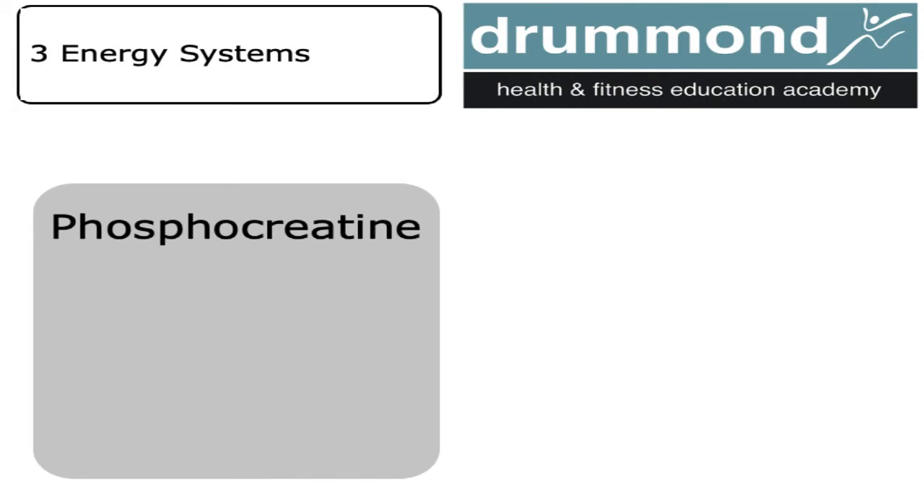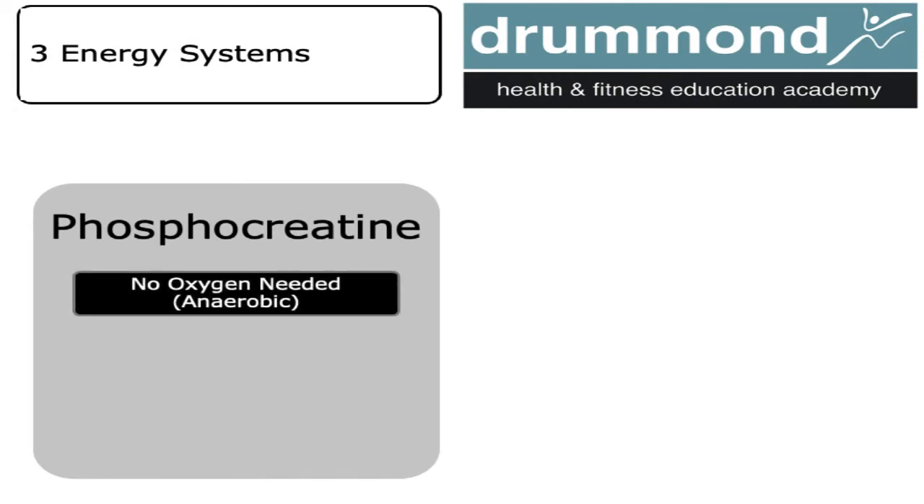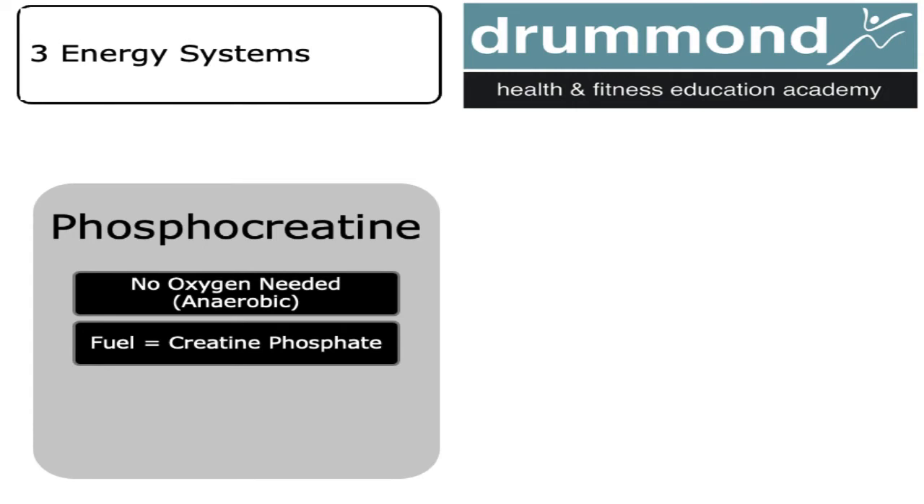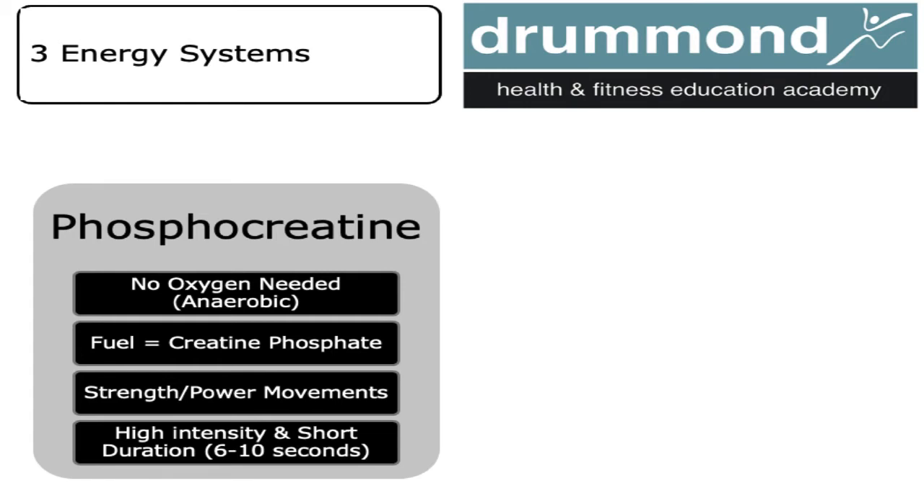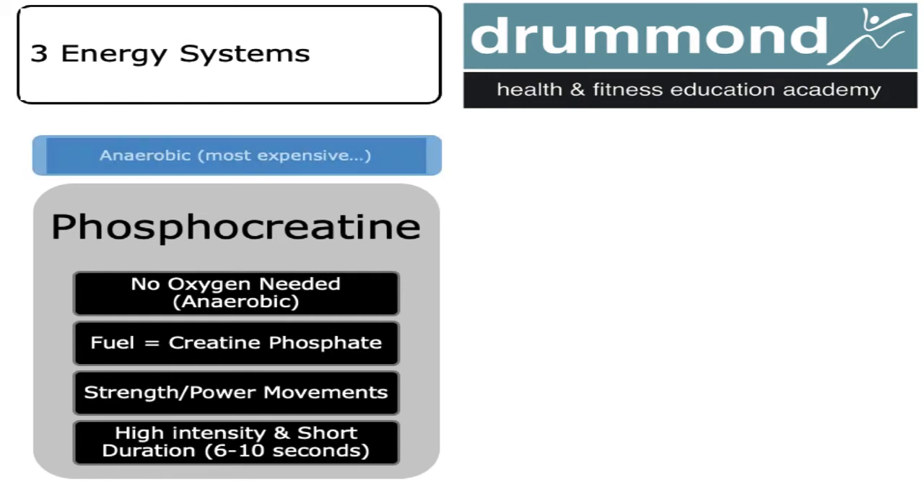So the phosphocreatine system, no oxygen needed because it's anaerobic, fueled entirely by creatine phosphate, used for strength and power-based movements, and high intensity and short duration exercises lasting no more than 6 to 10 seconds. Anaerobic, meaning it's quite expensive when it comes to resynthesizing ATP.